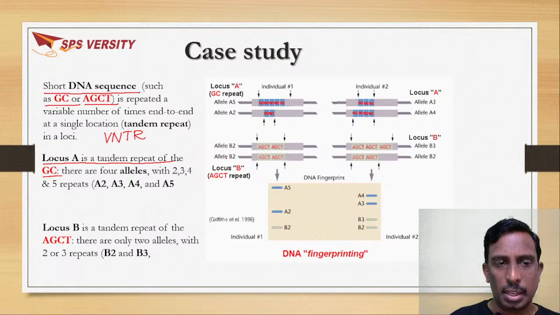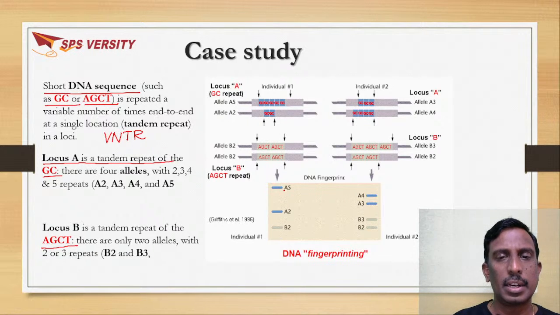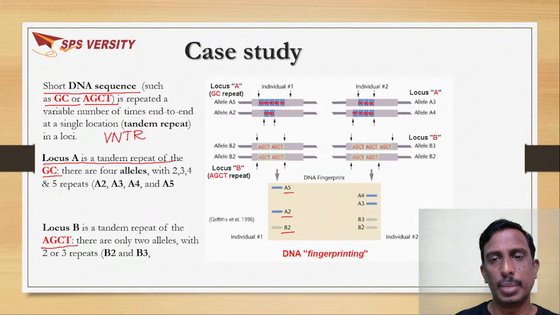For example, if you take locus B, AGCT is repeated many times, that is B2, B3. We can see locus B. Like this, we can see there are repeated sequences. Alleles A2, A5, B2, B3, A3, A4. These are alleles. A2, A3, B3, B2, B4.